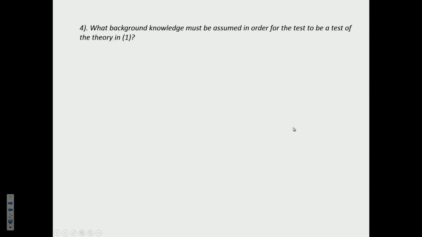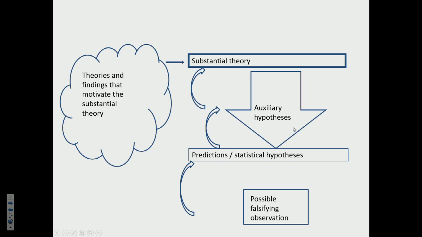So now we're going to have a look at that side of the diagram a little bit more closely. What background knowledge must be assumed for the test to be a test of the theory in question? So we have here auxiliary hypotheses. Why don't you just have a go at defining to the person next to you what an auxiliary hypothesis is?